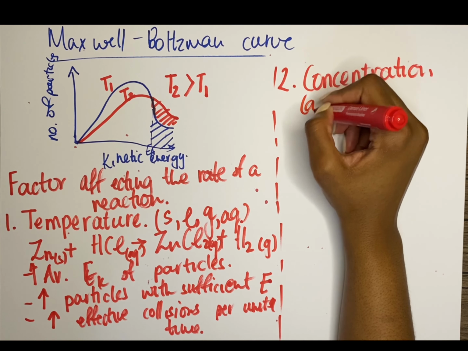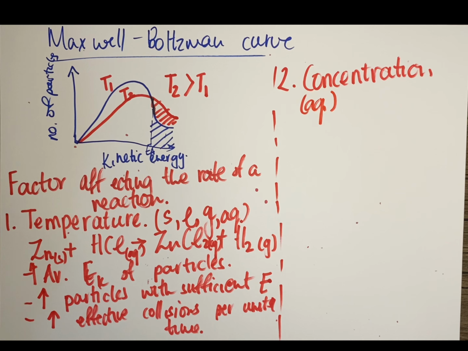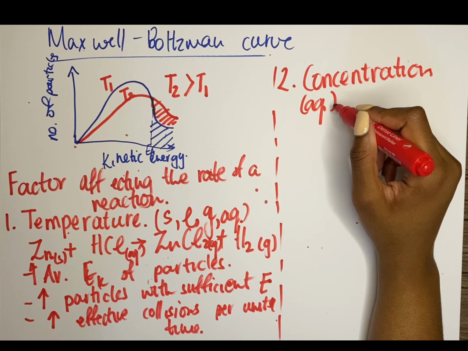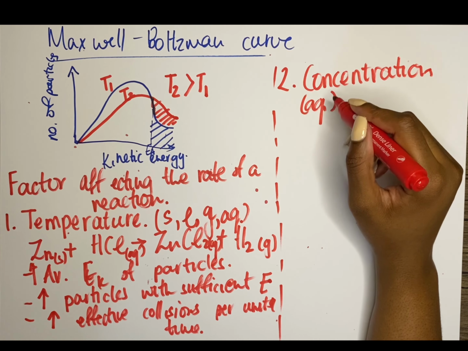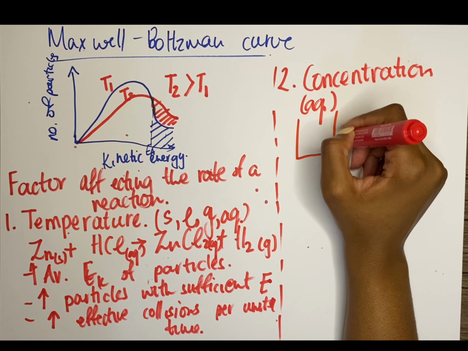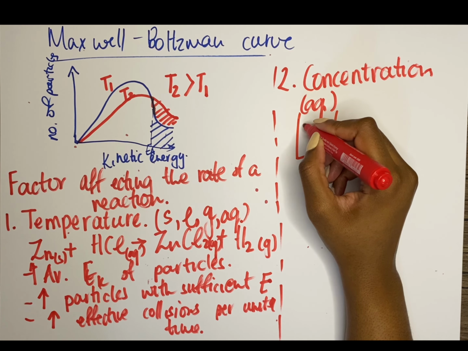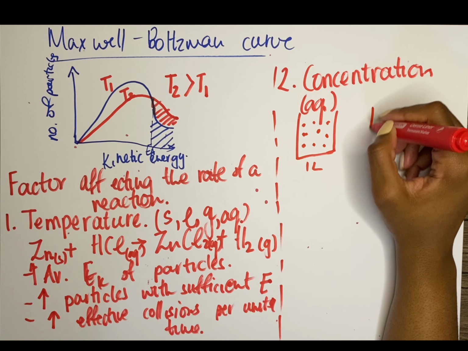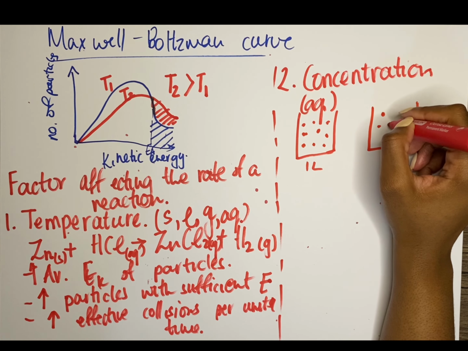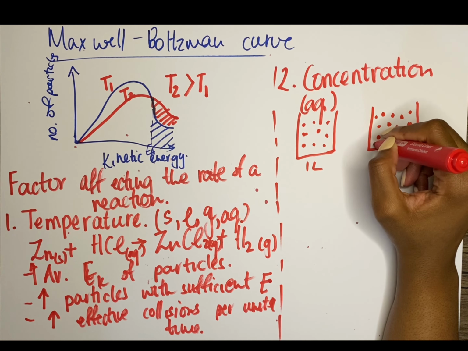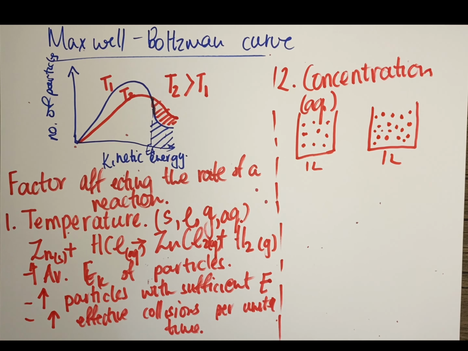So the concentration applies to aqueous solutions, and it can also apply to gases, but we mostly deal with the aqueous solutions, right? So what is the concentration? The definition for concentration is the amount of solute per liter of solution, right? So if I had a certain 1 liter and it had a certain number of particles in the solution, and I increase the concentration, then now I have more particles in the same amount of solvent. So a higher number of moles in the solution, right?